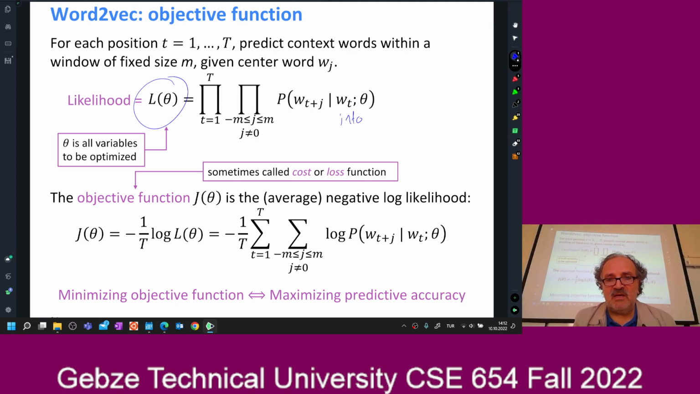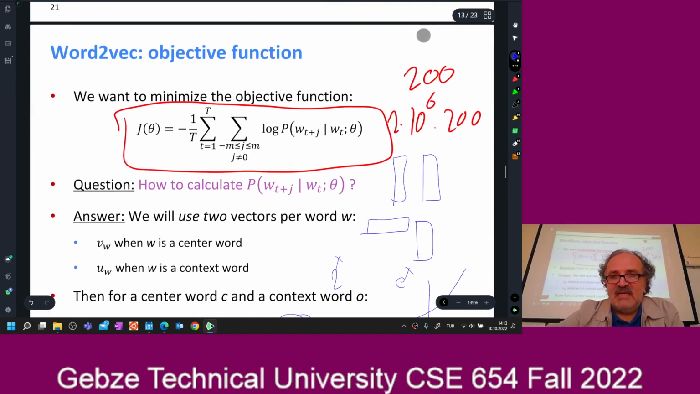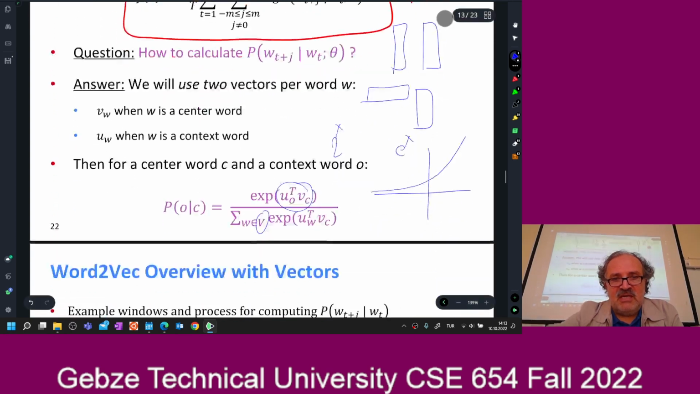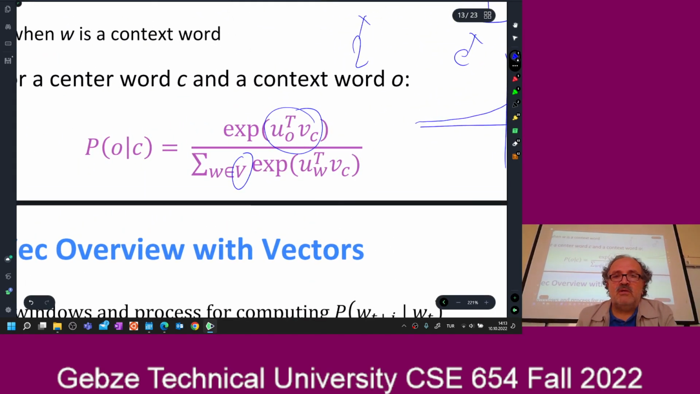We are going to minimize this summation by playing with these vectors, but I still didn't tell you the meaning of P. How am I going to calculate P, given those vectors? The thing is that it's not that difficult actually. This is how I am going to calculate P.